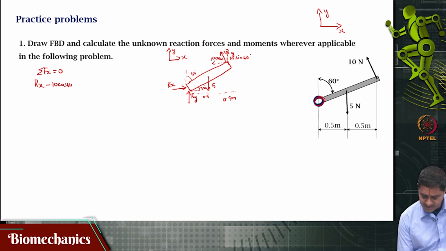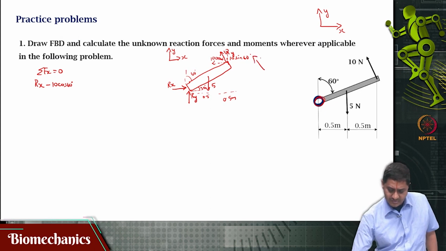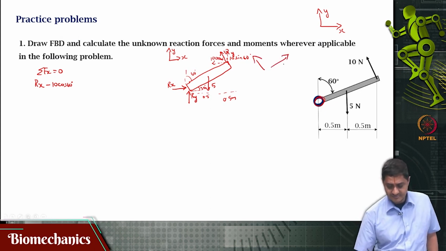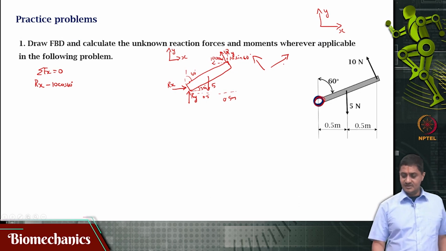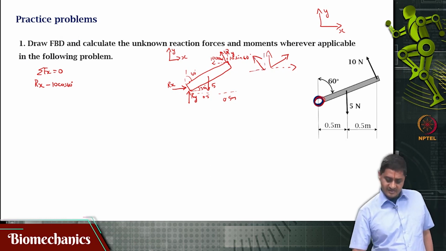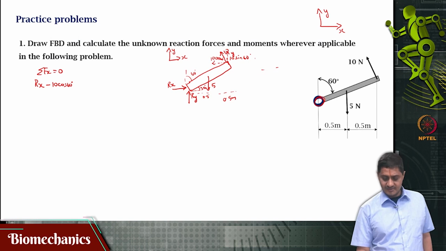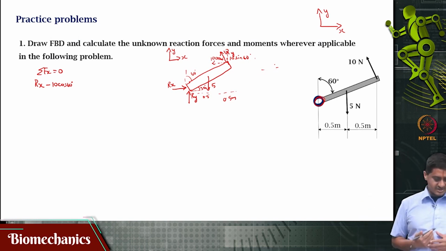Why is it minus? Because the 10 Newton force is applied like this and not like this. That is a difference. The x component will be along the negative x direction, because it is inclined in this way as shown on the screen. Because of that reason, it will be negative, minus 10 cos 60.